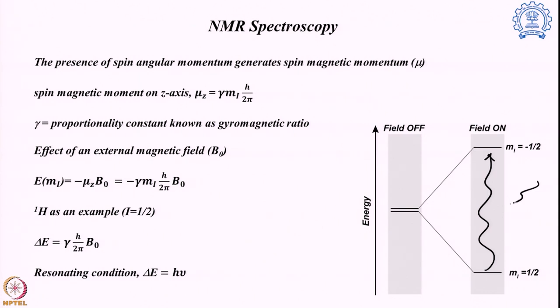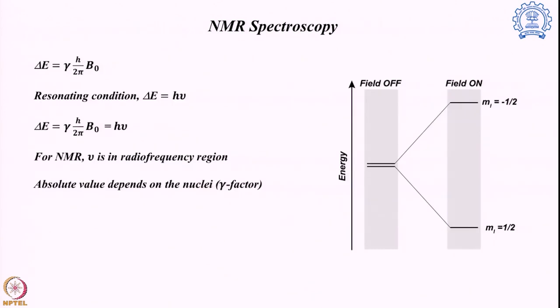if I can give an electromagnetic radiation whose energy perfectly matches that energy gap that we have created, which is nothing but gamma into B0 into h by 2 pi. And when these two can be equated, we can say the resonating condition has been met. So again, telling that one more time.